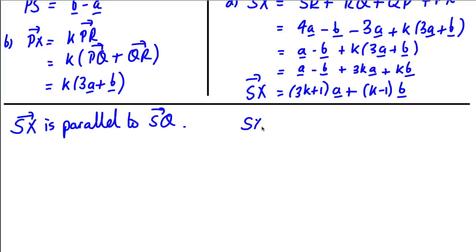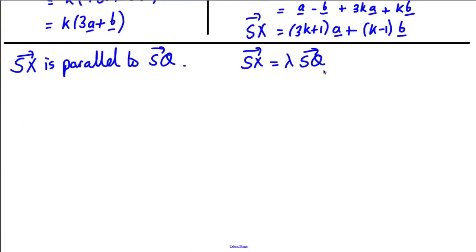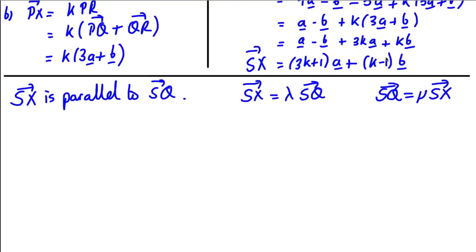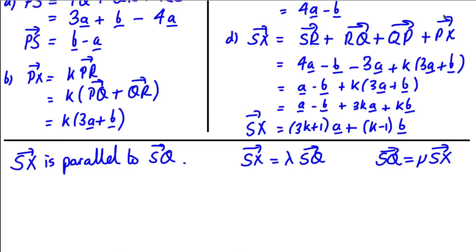Okay, and what does this mean? This means that SX is some multiple of SQ. SX must be some lots of SQ, and we can similarly write that SQ is some lots of SX, just writing it the other way around. It depends which way around we want it. We are going to use what SQ and SX were, and use these parallel facts in order to solve an equation for k.